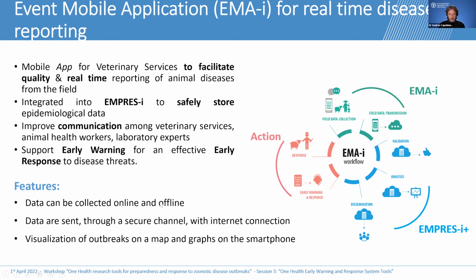Data can be collected also offline, but of course they need to be online to be shared with EMPRESS-I. And then once they are sent through a secure channel to EMPRESS-I, they are stored in the cloud. This is the information that the countries can validate and can decide to keep confidential if they don't want to share it with the general public.